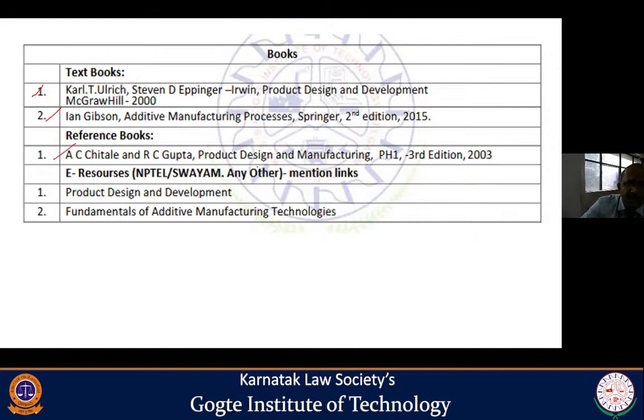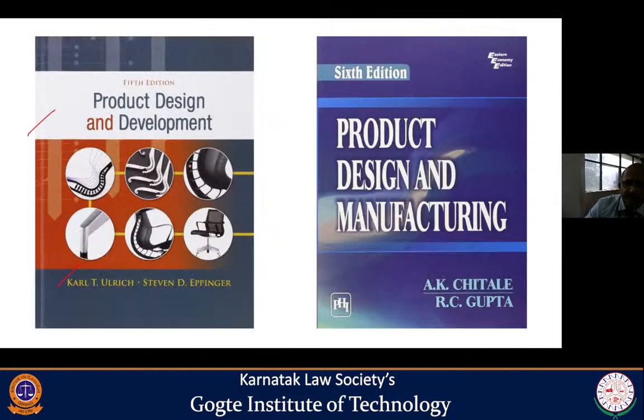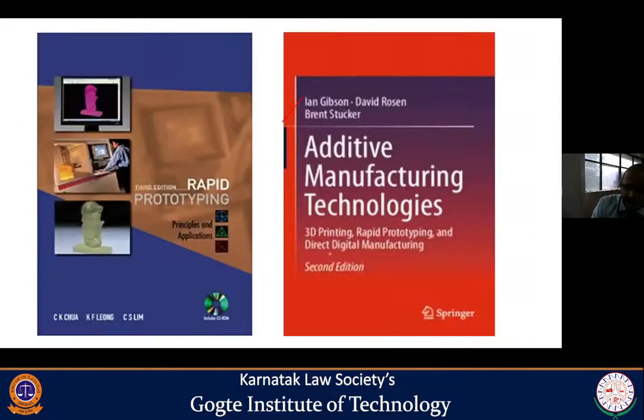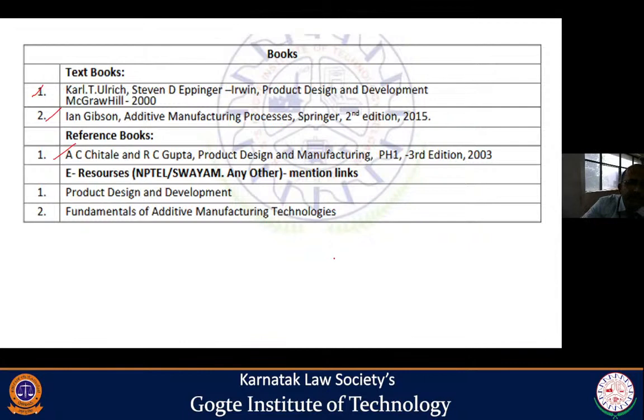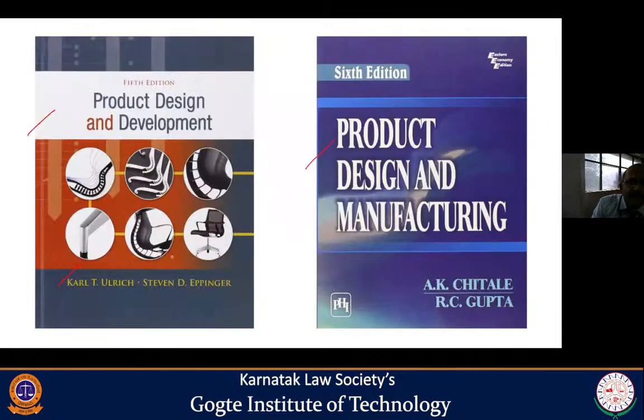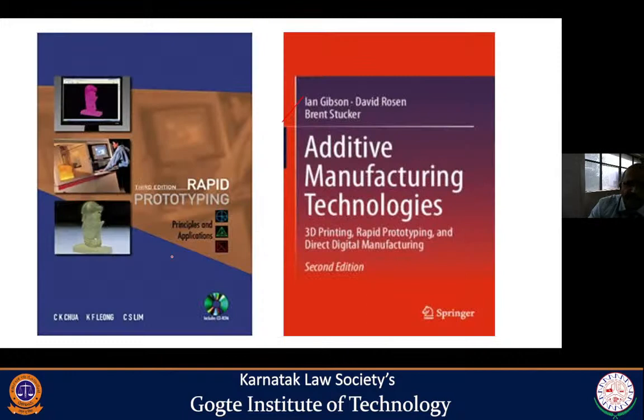One reference book, Product Design and Manufacturing, by A.C. Chitale and R.C. Gupta. So this book, Product Design and Manufacturing. All these books are available in the main library, and soft copies of these books are also available on websites. Two e-resources, that is NPTEL links with respect to product design as well as additive manufacturing technologies, can also be studied. So the four books that you see are available in the library as well as in soft copies.